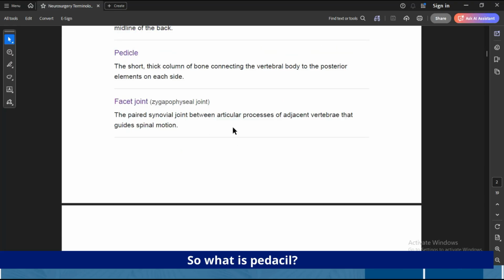So what is pedicle? The short thick column of bone connecting the vertebral body to the posterior elements on each side. Here they are telling each side, means in our spine we have two pedicles. So basically this pedicle is the connecting medium between vertebral body and posterior elements.